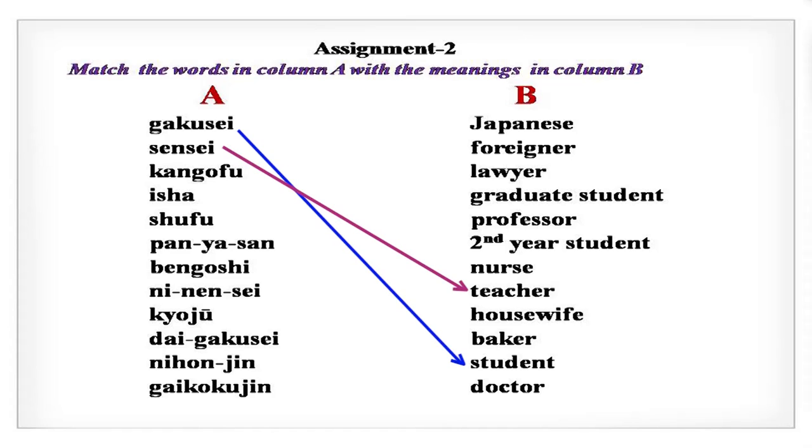Sensei, a teacher. Now, sensei is very interesting because sen means ahead, earlier or before, and sei means to be born. So, anybody who is born before you has more experience, knows more, can teach you, so is your teacher. Thus, sensei is for teacher. Kangofu, isha, shufu, as you can see, is a housewife.